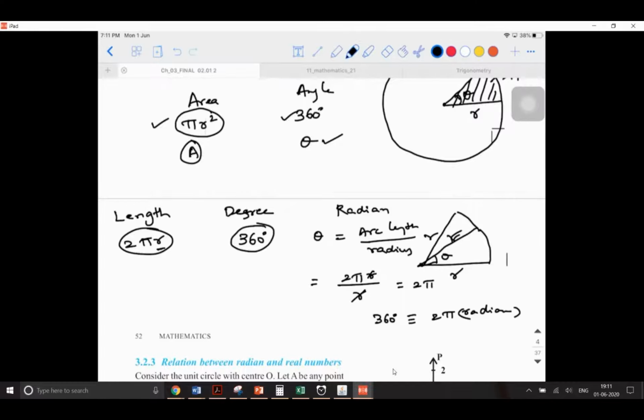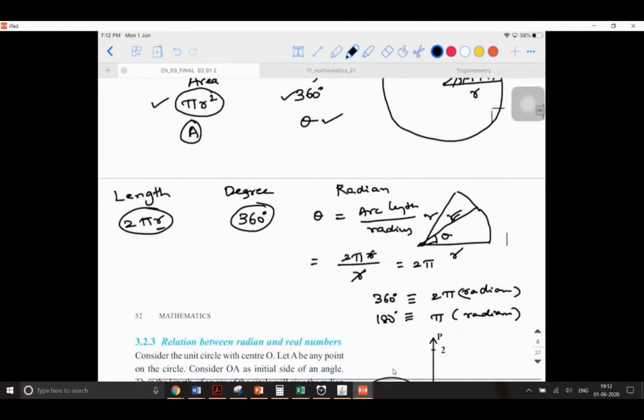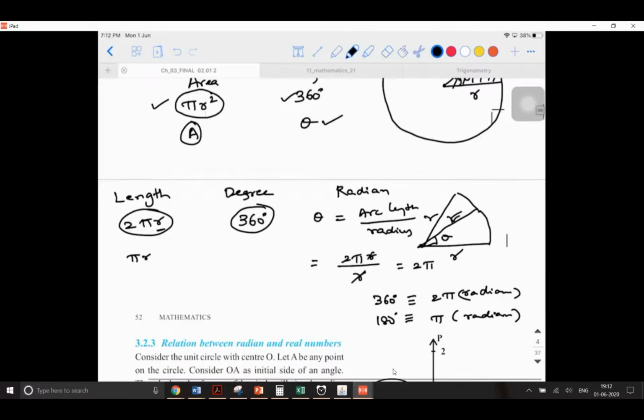If this is the context, then how much will 180 degrees be equal to? Pi radian. If you want to derive this, it's again a simple concept. It is nothing but pi r, the length of the semicircle, because a semicircle subtends an angle of 180 degrees. So for pi r, you rotate the compass to 180 degrees. Radian measure is arc length, pi r, divided by radius. This and this will get cancelled. The answer is pi.